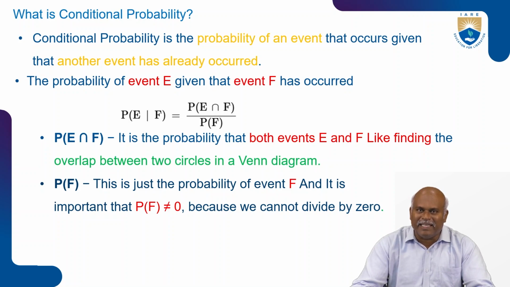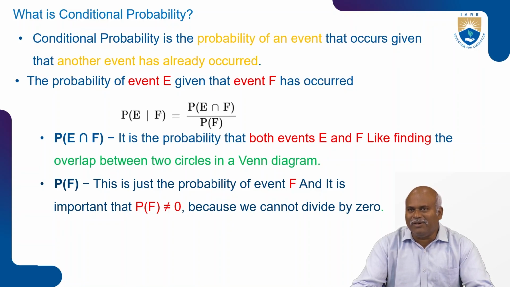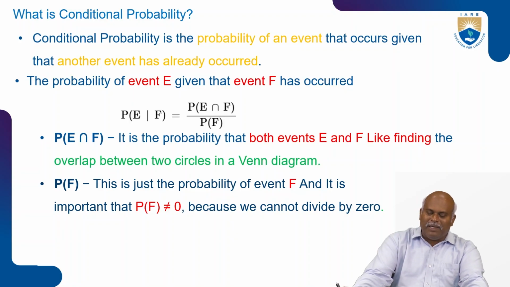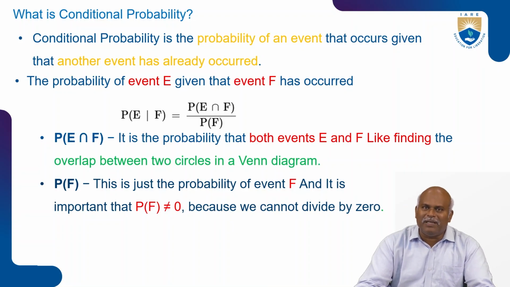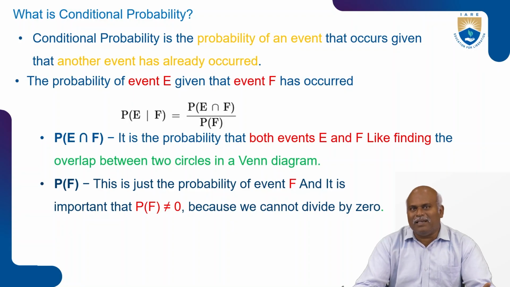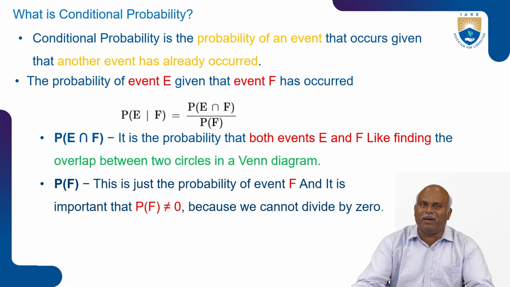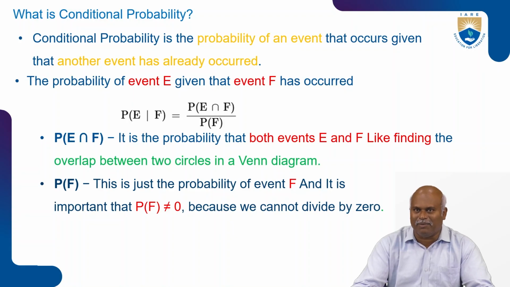P(E ∩ F) is the probability that both events E and F occur, which is the overlap between the two circles in the Venn diagram. For example, if we take two events, A and B, both will overlap together. That overlapped case is the overlap between the two circles in the Venn diagram. We will discuss this case later.